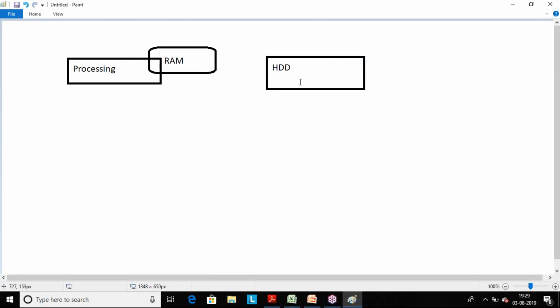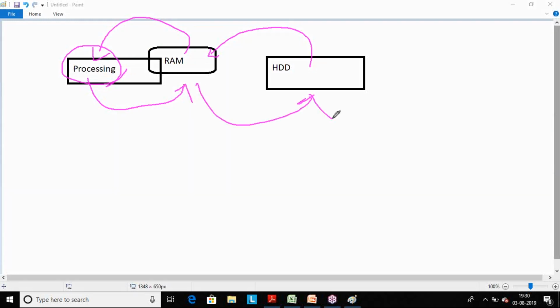Because whatever data is available in the hard disk is just stored permanently, so it is a permanent memory, whereas RAM is volatile memory. So the data is available here, and we need to bring the data to RAM first, and from RAM we take the data for processing. Then once again we transfer it back, and finally we store it. So this is how, in the current architecture, your desktop or laptop works.